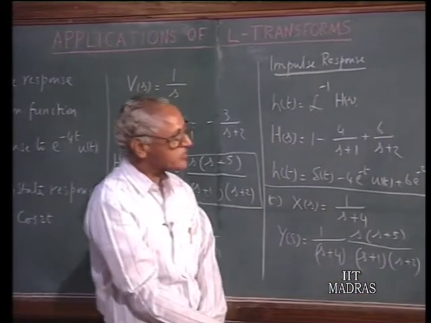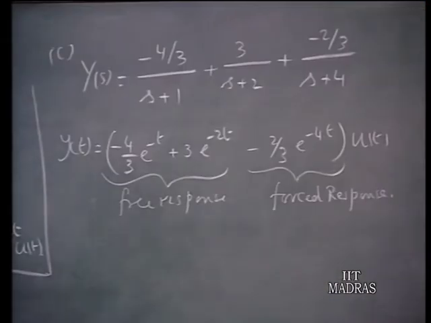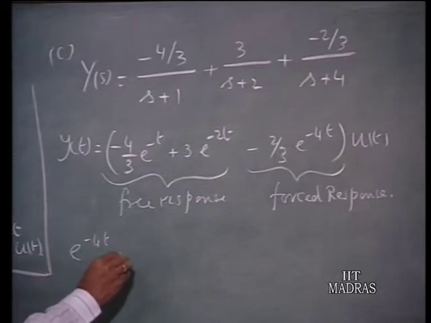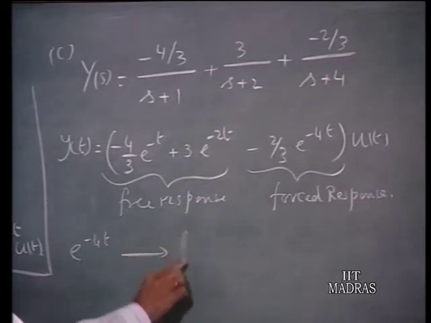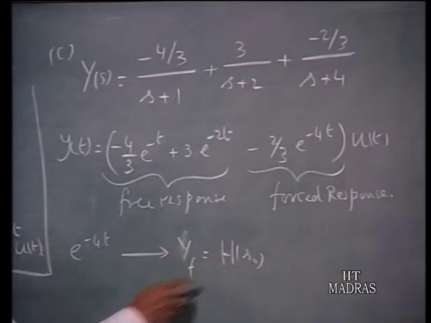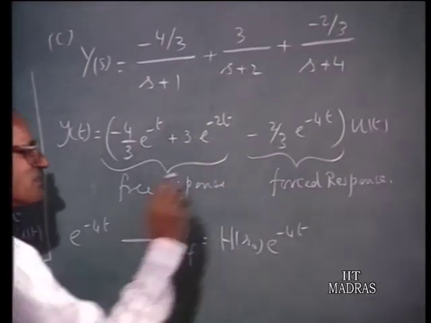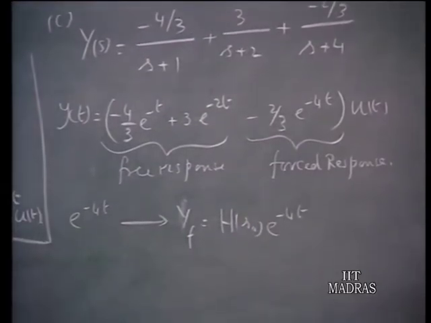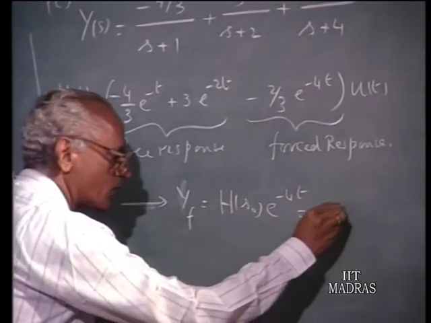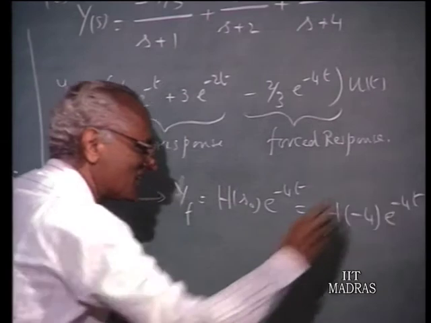Now, it will be interesting to see whether you can get the forced response independently. Suppose you wanted only the forced response. So, the input is e to the power of minus 4t. The forced response of that is H of s naught, where s naught is minus 4, times the input e to the power of minus 4t. So, if you substitute, this is really H of minus 4 e to the power of minus 4t.